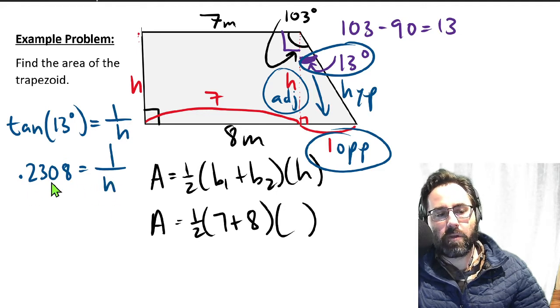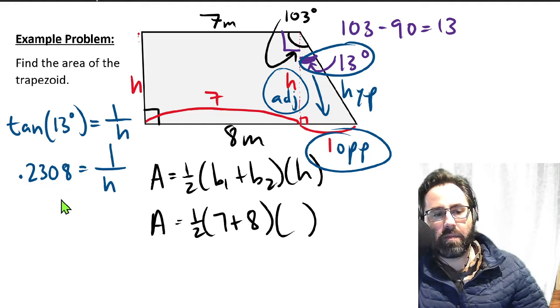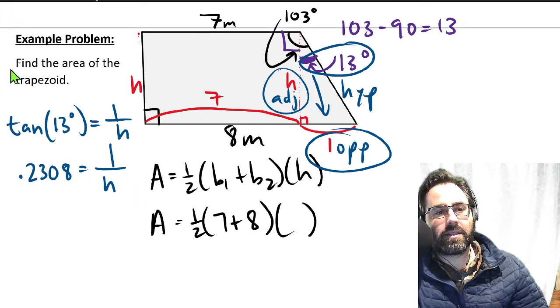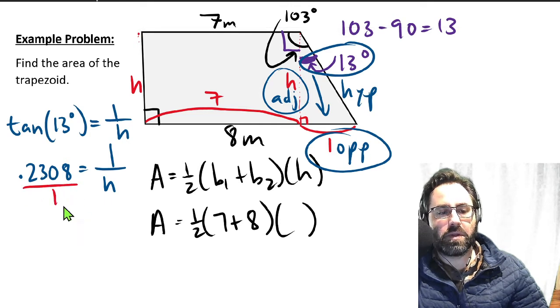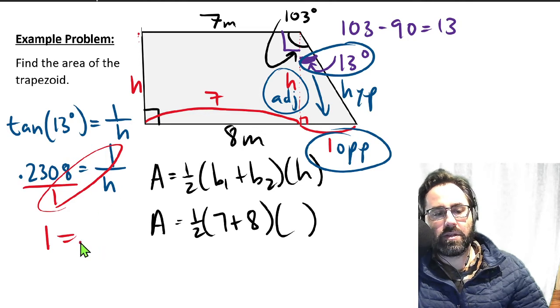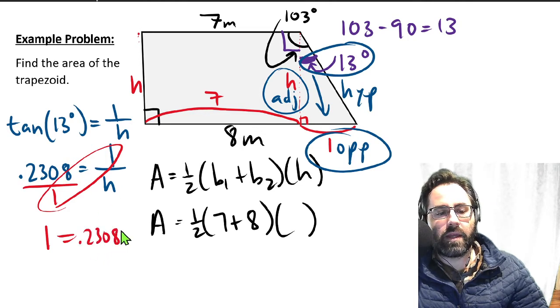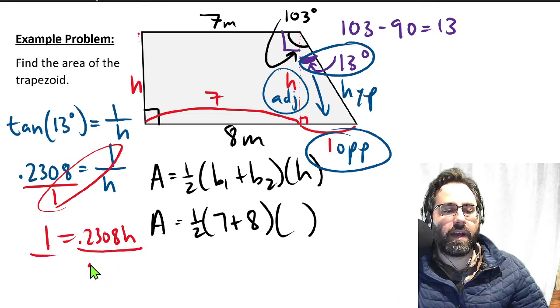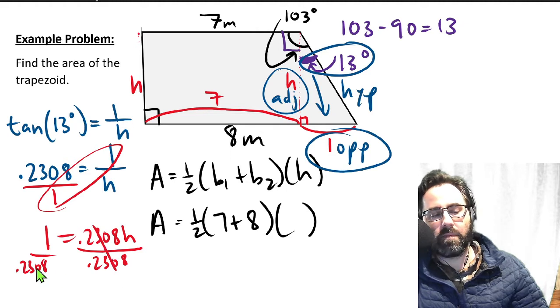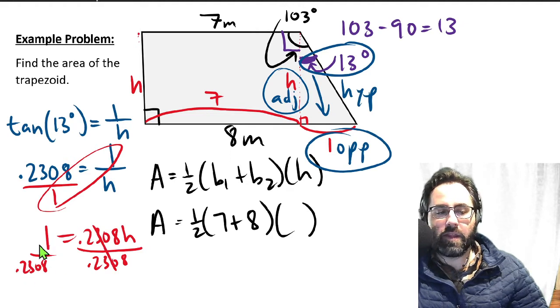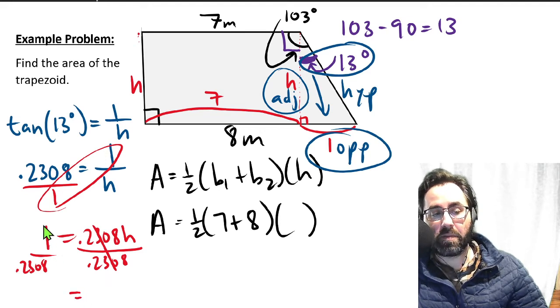And then we could cross multiply by putting a 1 on the bottom to solve for h, or we can multiply both sides by h. Even though it's a little unorthodox, I like to put a 1 on the bottom and cross multiply. So 1 times 1 makes 1. 0.2308 times h is 0.2308h. And we finally solve by dividing on both sides. When you divide by a decimal that's less than 1, the number on the top actually gets larger. Usually you think you divide and the number gets smaller, but this one is going to get larger.